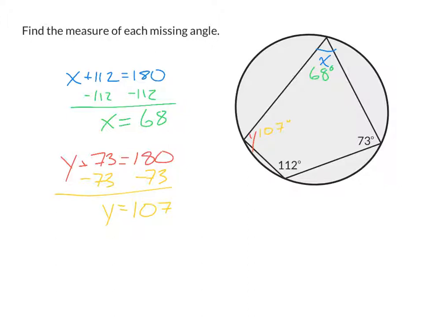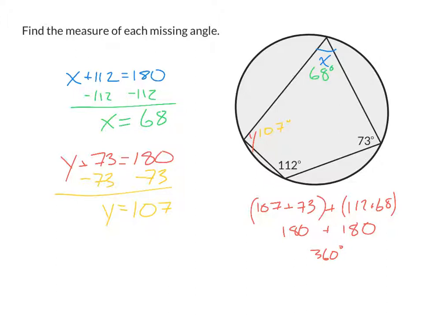And you can just double check if you want that all of these would add to 360. We know the interior angles have to add to 360. Because if we do 107 plus 73, that's going to make 180. And then we add on 112 plus 68, that's going to make 180. And so we have 180 plus 180. And sure enough, they total to 360 degrees like a quadrilateral should.